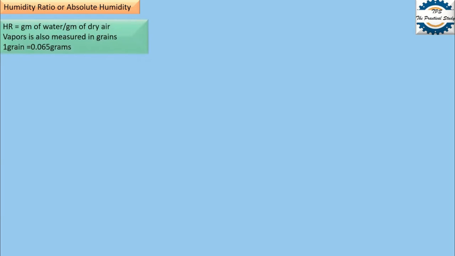Let's move to the next parameter. Humidity ratio, or absolute humidity. For example, if you have 1 gram of air, then how much water is present in 1 gram of air, in grams, is the humidity ratio.